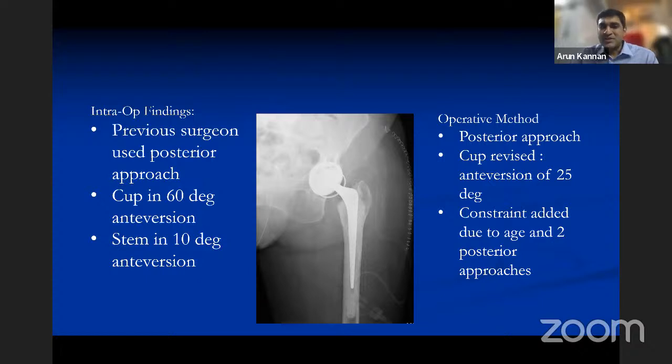30 degrees. Okay. So I think, considering her age, this was my partner's case, not my own case. I just borrowed the X-rays from him. So this was done, and they changed the cup version to about 25 degrees anteversion and put in a constrained insert, because of the age and a second surgery in a short span of time.